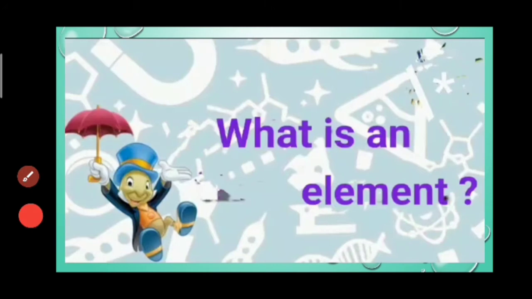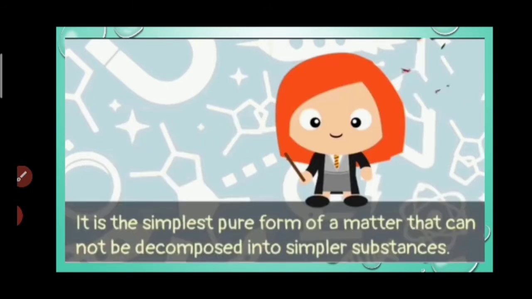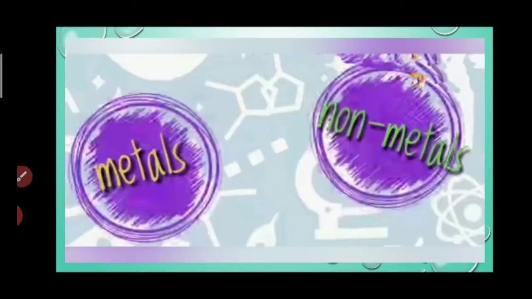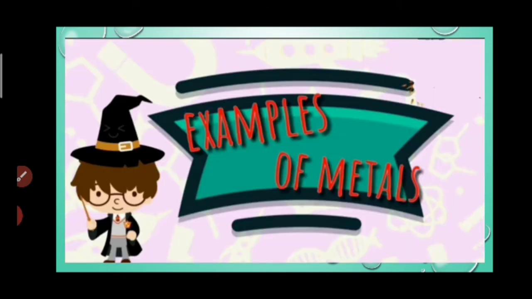Now, let's know what is an element. It is the simplest pure form of a matter that cannot be decomposed into simpler substances. We cannot break it. It is divided into metals and non-metals, metalloids and noble gases. But let's see some examples of metals.